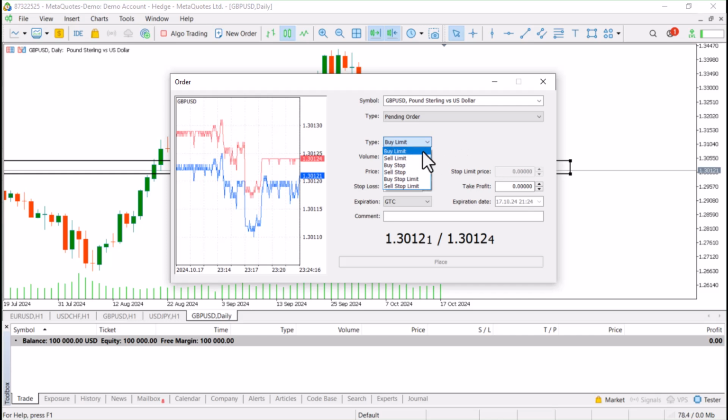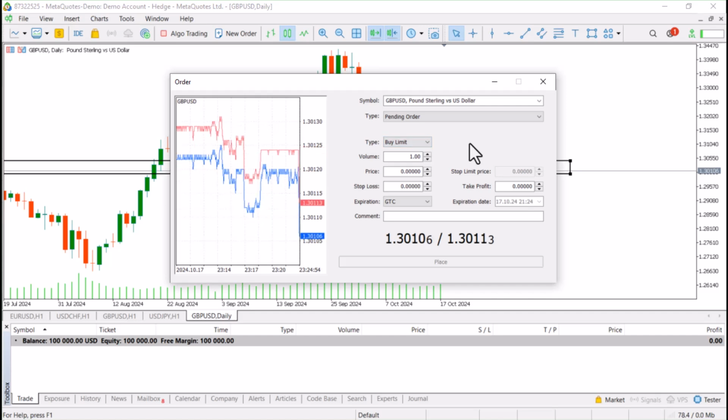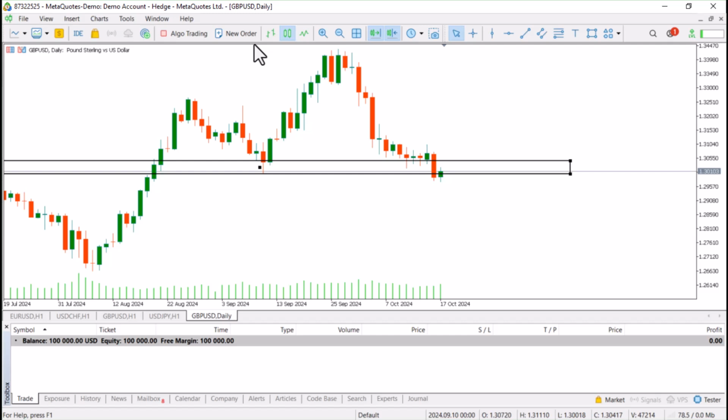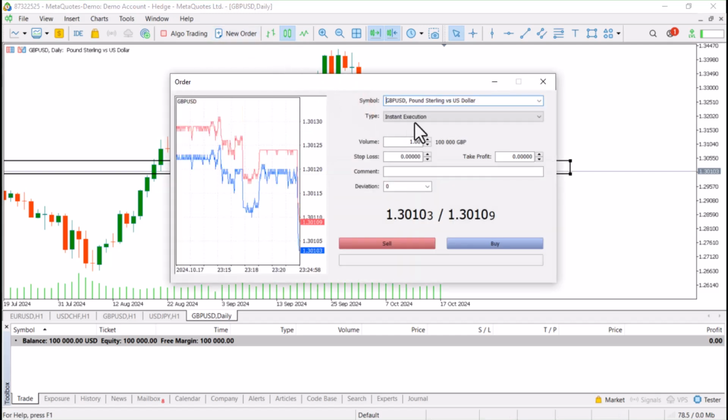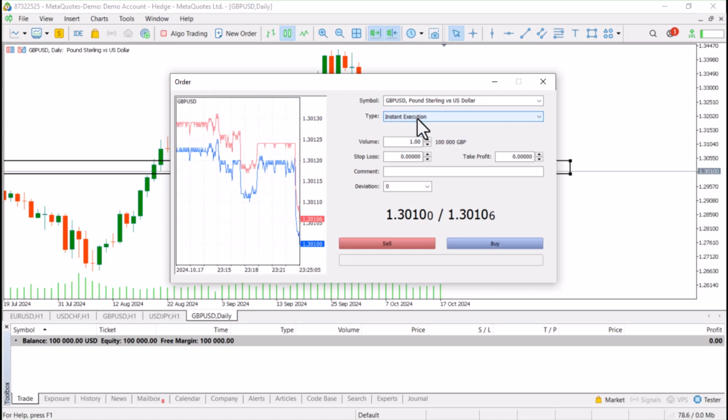Now before we move on to pending orders, let's see how market execution, or instant execution, works. Let's close this window and try it again. New order. Let's click on instant execution. We are comfortable to buy with instant execution. Then we click on instant execution.